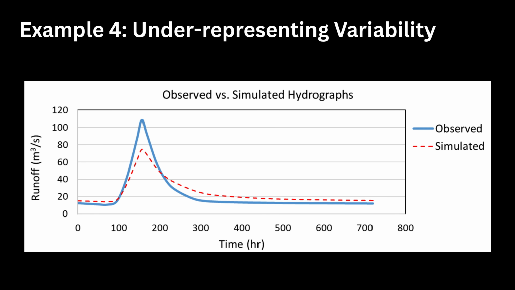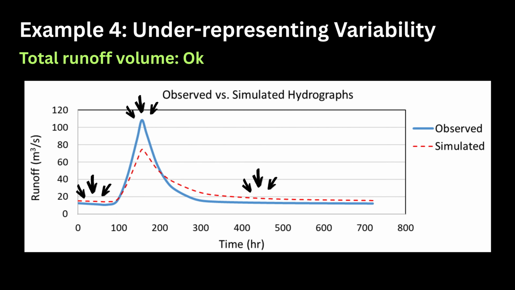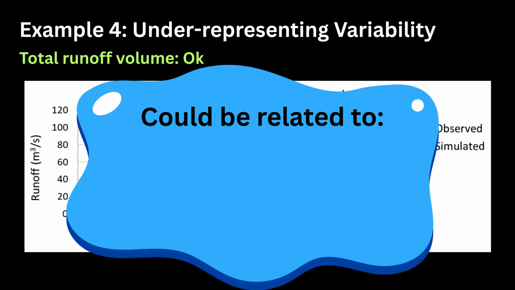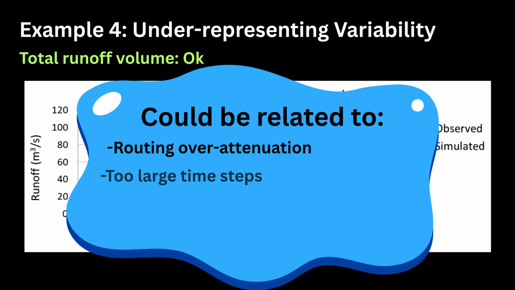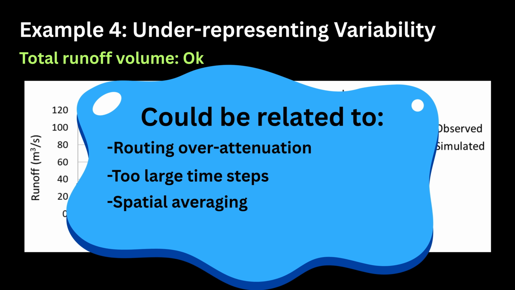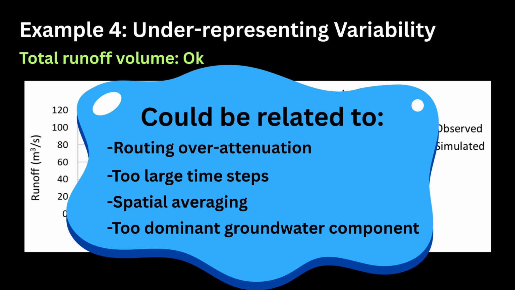In our last example, the model produces a correct total runoff volume, but underrepresents variability by a lower peak and a higher baseflow. This could be related to several reasons such as routing over-attenuation, too large time steps, spatial averaging, or too dominant groundwater components.